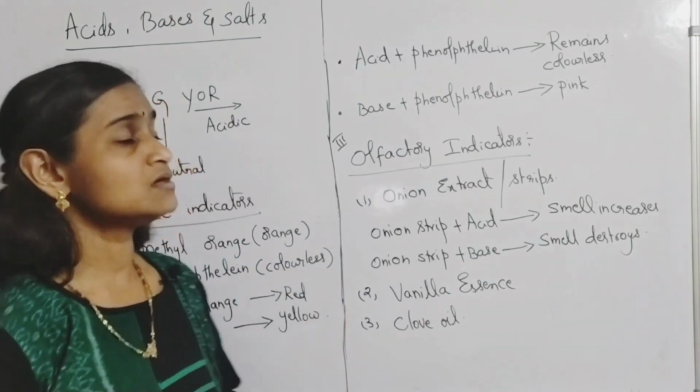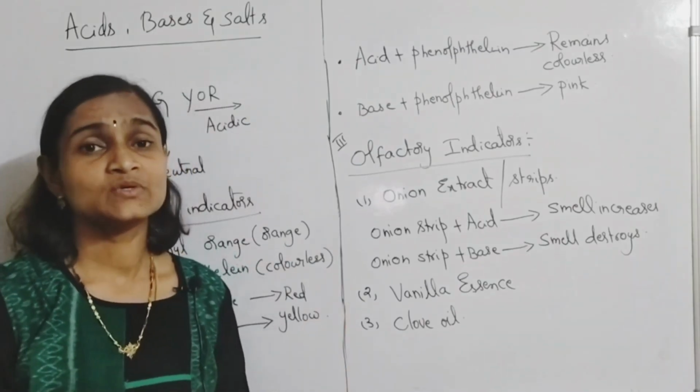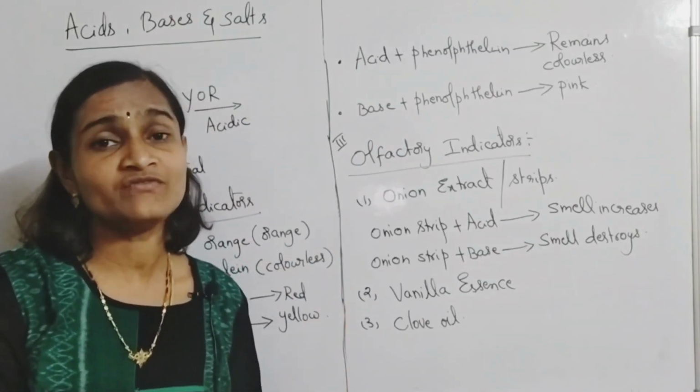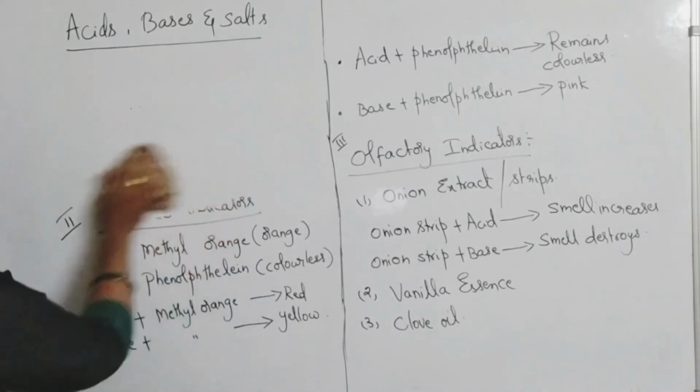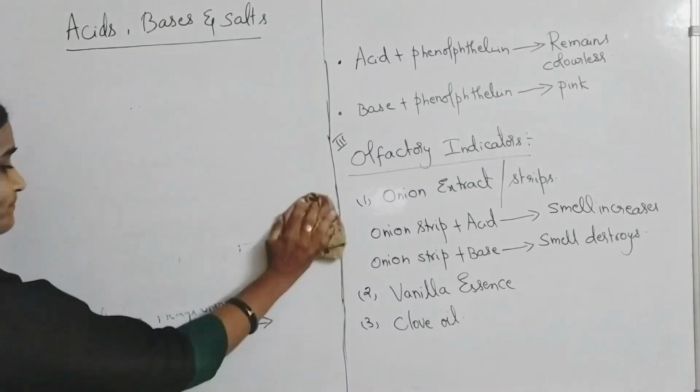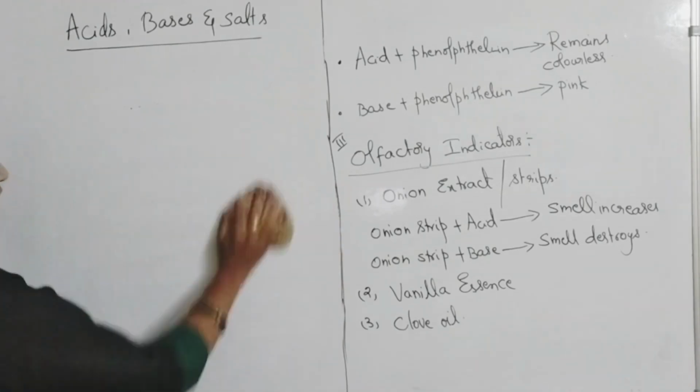So these are also a type of indicators. So we have discussed what? Three types of indicators now. And then we will move on to the chemical properties exhibited by acids and bases.